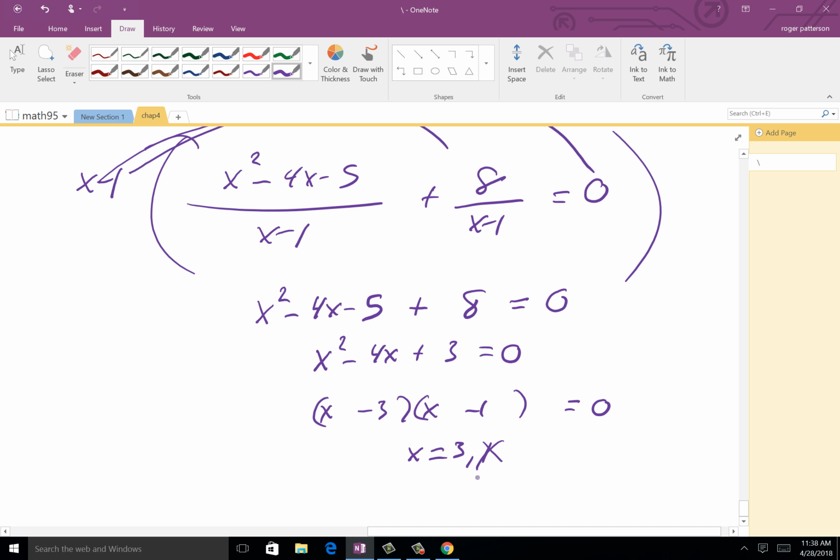So every once in a while, you should kind of check to make sure that you're not getting a 0 down there. Because when you multiply by that x minus 1 or whatever's on the bottom, sometimes you introduce a solution that does not work. Okay? So be careful with that part.